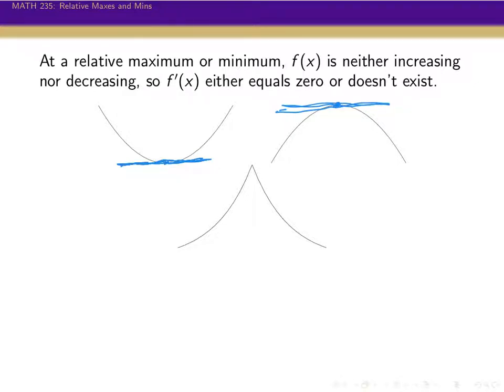And then here we have what's called a cusp, and so these 2 points are coming up to create a maximum, and there's no derivative at that point. There's no one tangent line. There's 2 separate lines coming in from the left and the right, and so this is an example of a relative max where the derivative of the function doesn't exist.